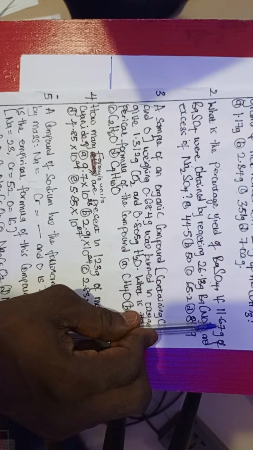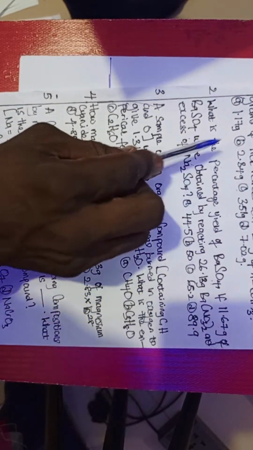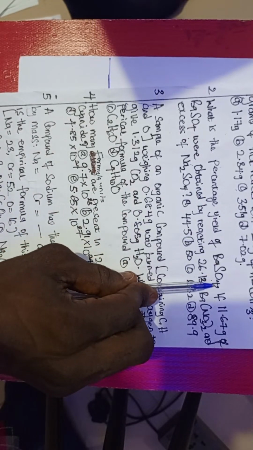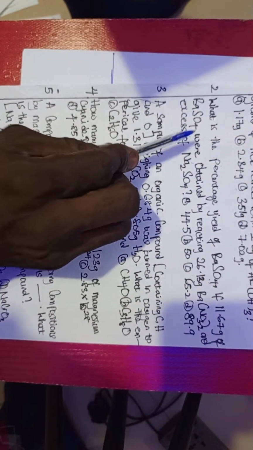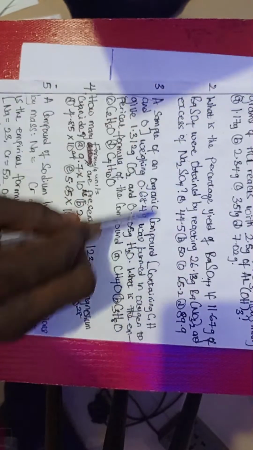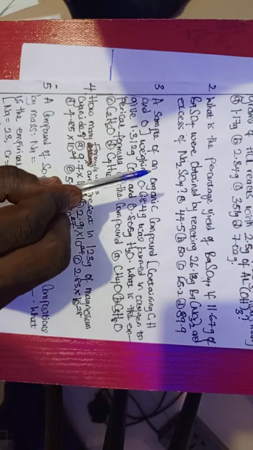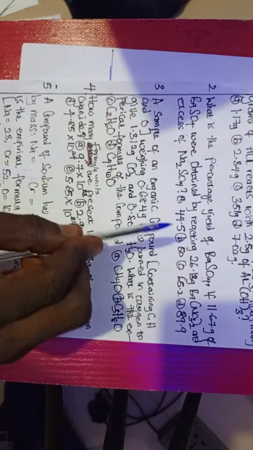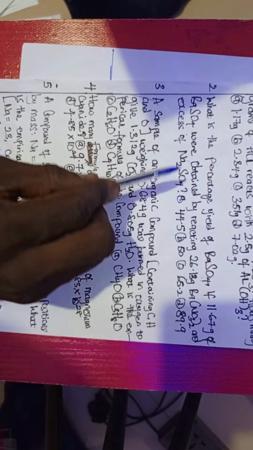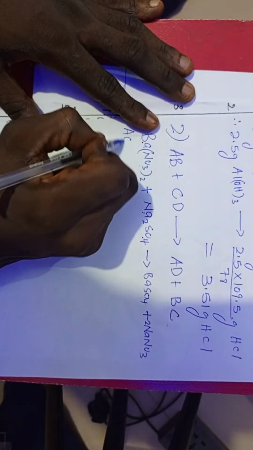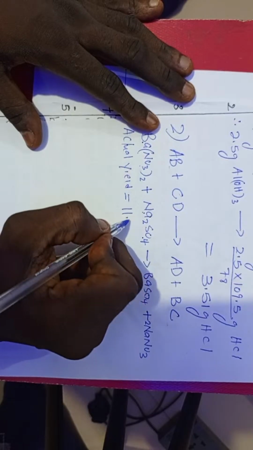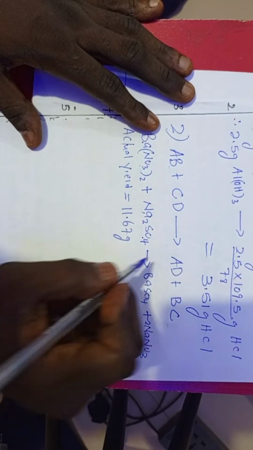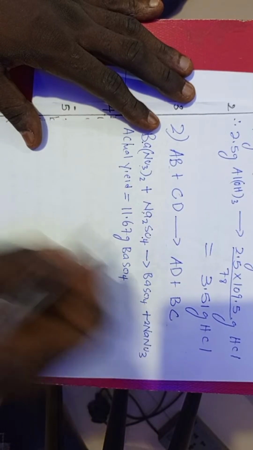How do I even know that this is the actual yield? Now, the question says, what is the percentage yield of barium sulfate? Now, look at how to identify the actual yield. It's always given like this. If 11.67 grams of barium sulfate were obtained, underline that statement there. If 11.67 grams of barium sulfate were obtained by reacting this amount of barium nitrate and excess sodium sulfate. So actual yield is equal to 11.67 grams. So this is the actual yield of barium sulfate.